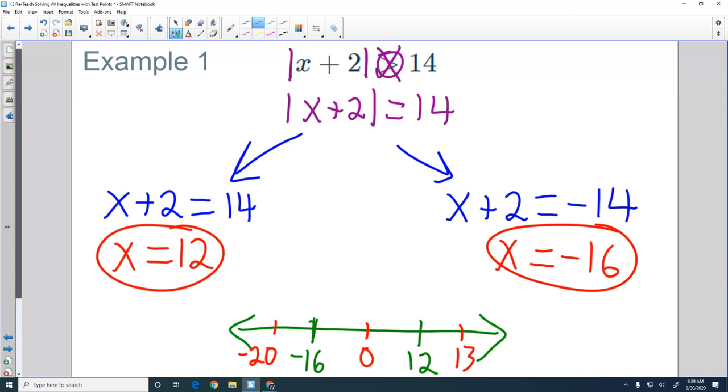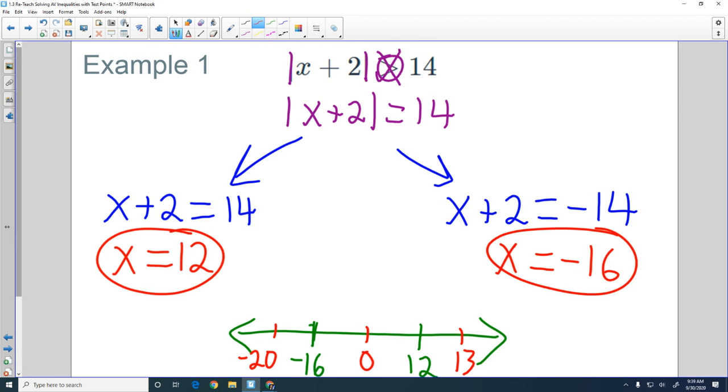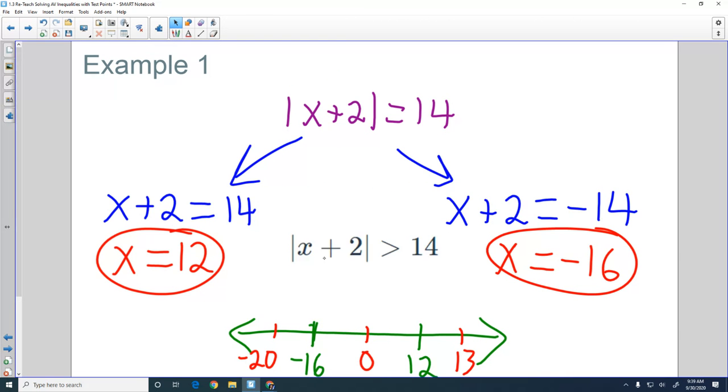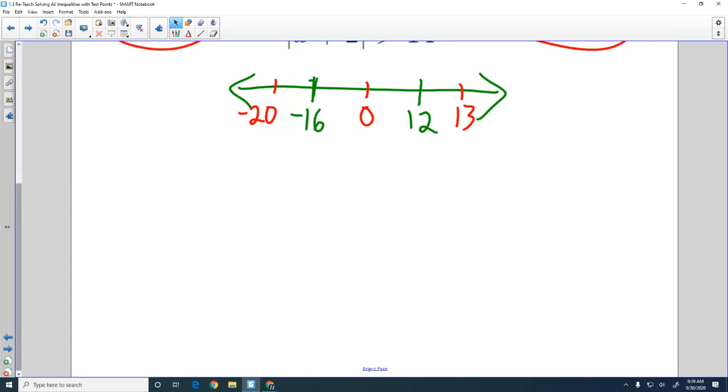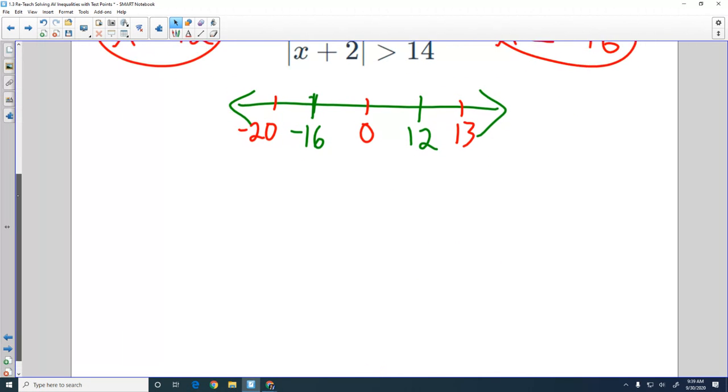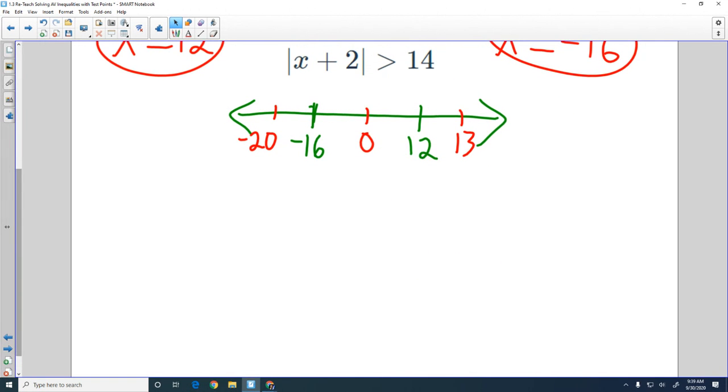It doesn't really matter which number you pick as long as it's in that correct range. Now we're going to go back up to the original inequality, and now we are going to use that inequality sign. So I do need that greater than sign. So we've got the absolute value of x plus 2 is greater than 14. So here's what we're working with at this point. And I'm going to test it 3 times with each of those 3 test points, the negative 20, the 0, and the 13.